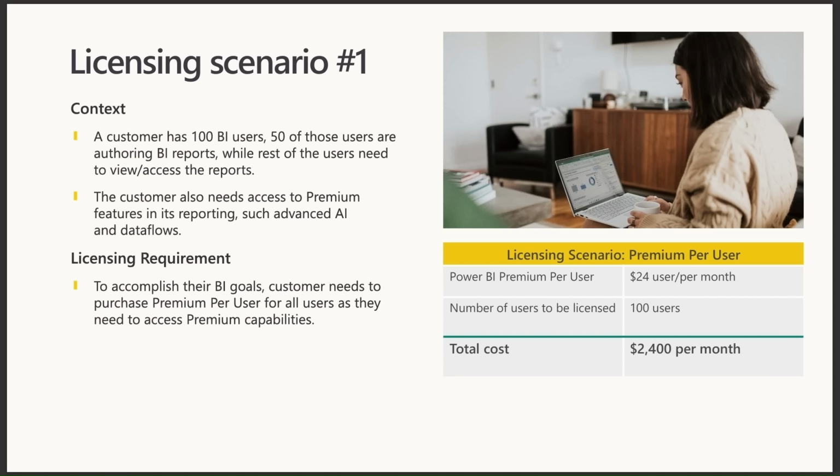Say you have 100 users, half create reports, half view them. You also want premium features like AI. You'll license all 100 users with PPU at $24 each. So that'll run you around $2,400 per month. So it's simple and powerful for smaller teams.